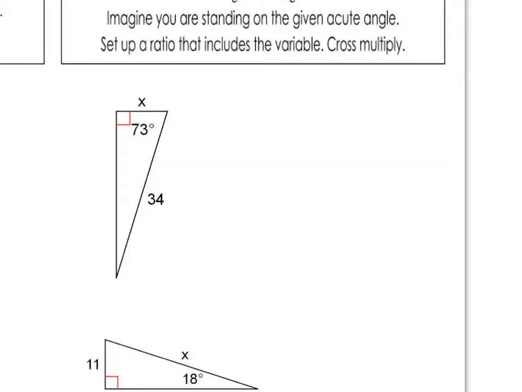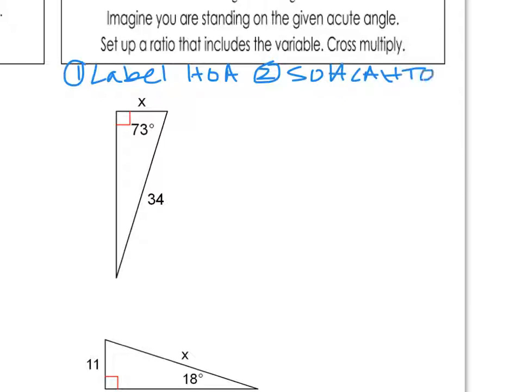Now we're going to learn how to solve for sides and angles using right triangle trig. We have a couple steps. What we want to do is label our HOA: hypotenuse, opposite, and adjacent. Then decide what you need out of SOHCAHTOA. And then from there, you're going to solve.